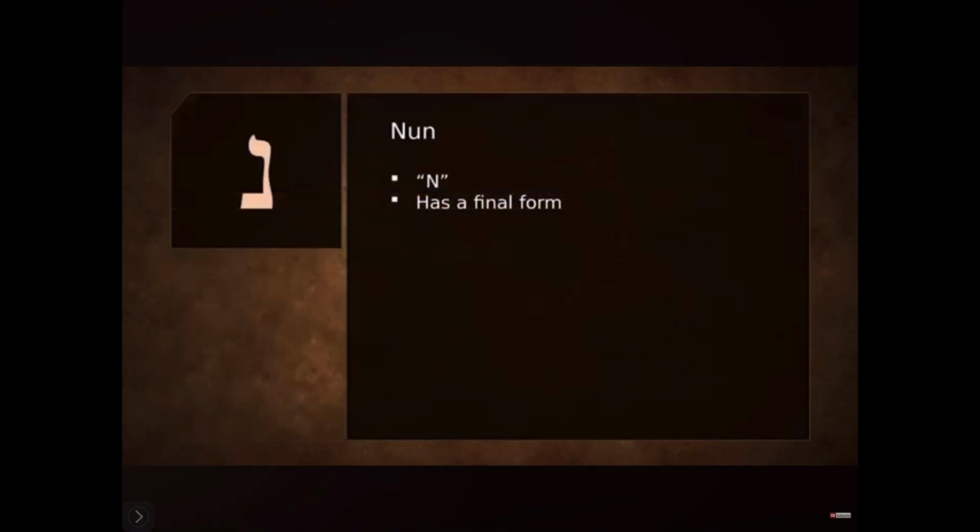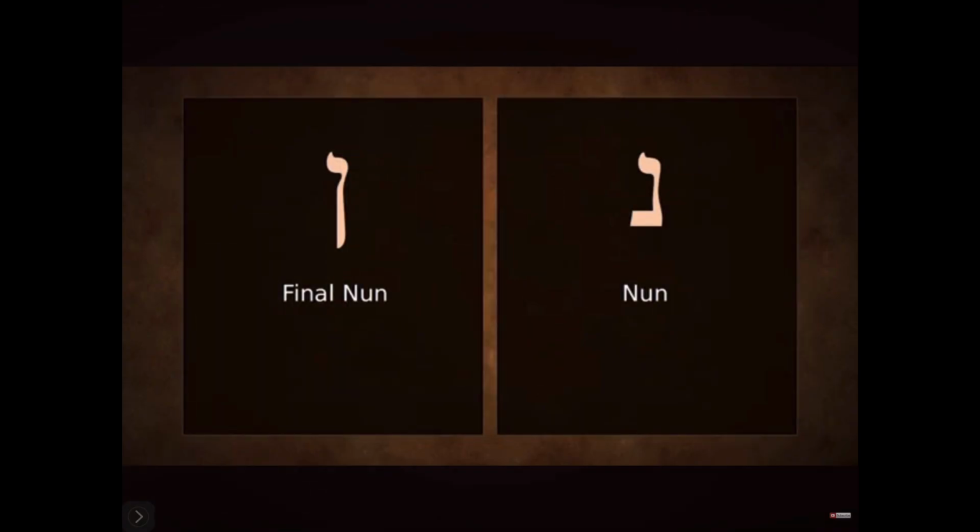The last letter for this lesson, and the 14th letter in the alphabet, is the nun. Nun makes the sound of the letter N. Nun also has a final form. This is what the final nun looks like. Again, final letters are only used at the end of words.